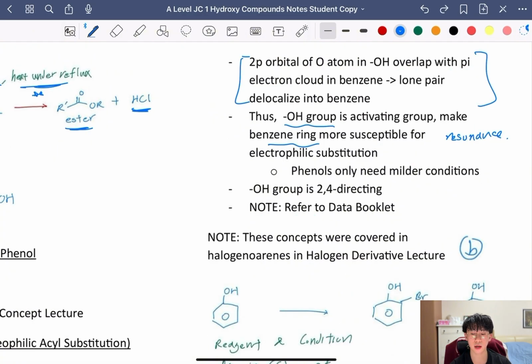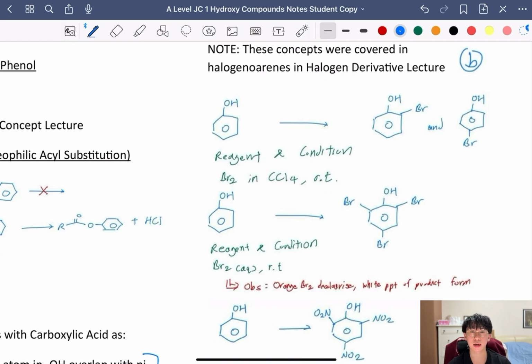Your phenols actually only need milder conditions for your electrophilic substitution reactions to occur. Now do also remember that the OH group is 2,4 directing. If you ever forget that, do remember that you can always refer to the data booklet. So what are some of these reactions that involve electrophilic substitution? Well, you can have bromination.